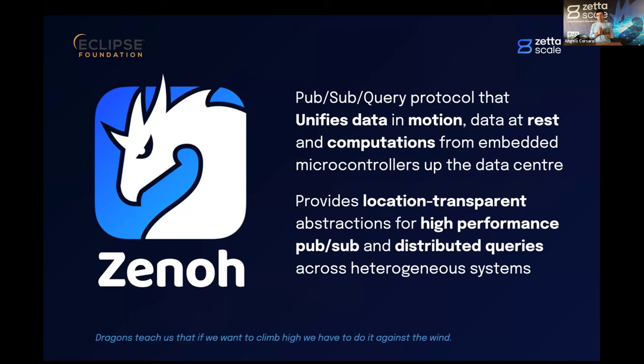And the problem we wanted to solve with Zenoh was to be able to have a protocol that could unify data in motion, so like pub/sub, data addressed, meaning queries, and data storage, and computation, from the smallest microcontroller up to the data center, no matter the kind of network that you had in the middle. Such a protocol didn't exist. We developed this actually a few years ago in-house. The result was quite successful, and at that point, we saw the potential and we decided to open source it.